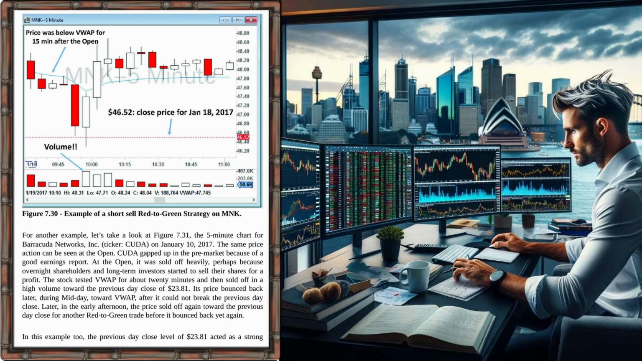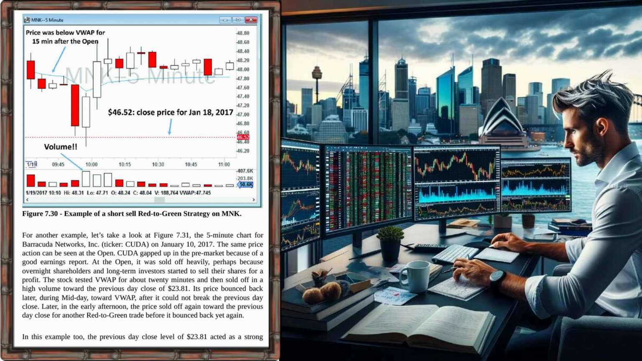For another example, let's take a look at Figure 7.31, the 5-minute chart for Barracuda Networks, Inc., ticker CUDA, on January 10, 2017. The same price action can be seen at the open. CUDA gapped up in the pre-market because of a good earnings report. At the open, it was sold off heavily, perhaps because overnight shareholders and long-term investors started to sell their shares for a profit. The stock tested VWAP for about 20 minutes and then sold off in a high volume toward the previous day close of $23.81. Its price bounced back later, during midday, toward VWAP after it could not break the previous day close.